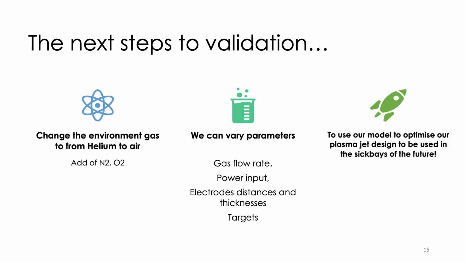So lots of work needs to be done before we can validate or benchmark our model. We have to add oxygen and nitrogen. We can use targets and change the parameters such as power supply, the gas flow rate, and change the electrode arrangements. We can use our model to optimize our plasma jet to be used in applications of the future.